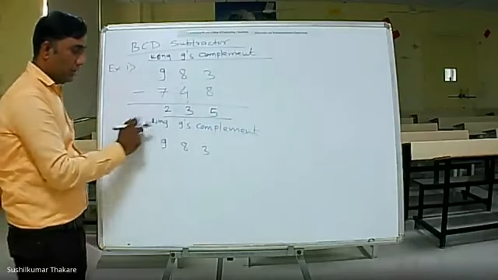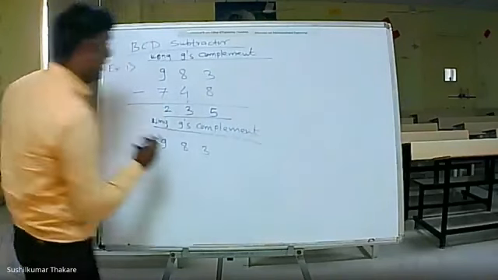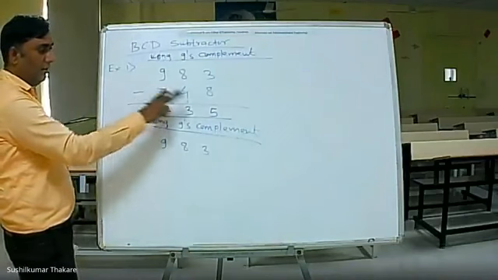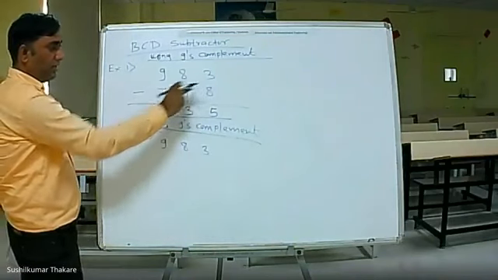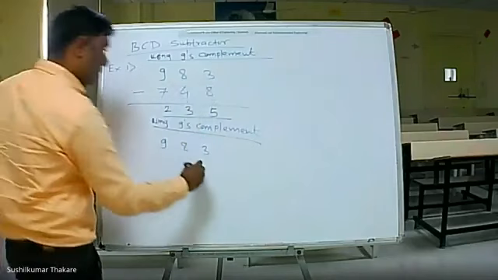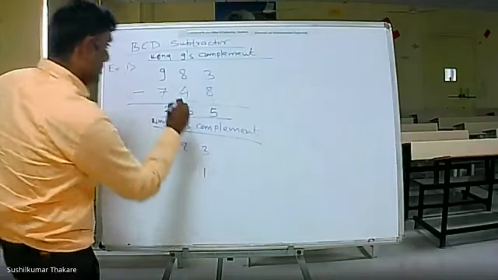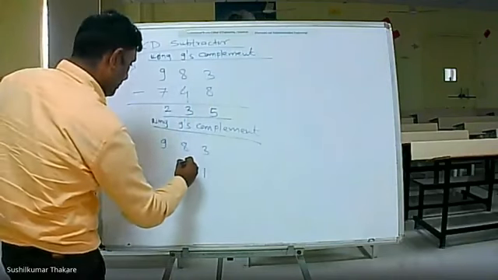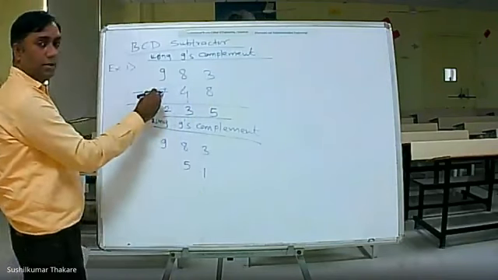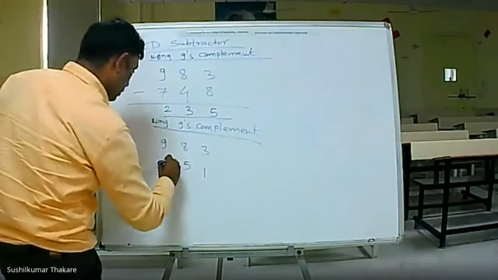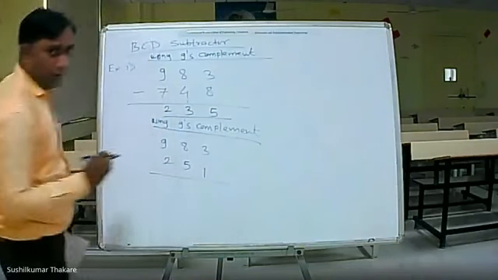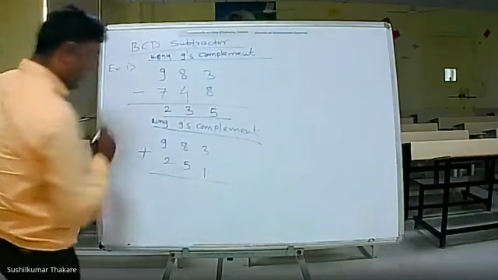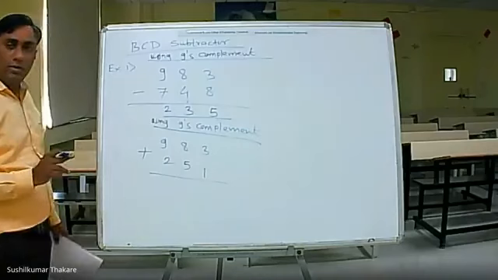Using the 9's complement method, subtract this number from 9. Subtract 8 from 9, that is 1. Subtract 4 from 9, that is 5. Subtract 7 from 9, that is 2. So we get 251.